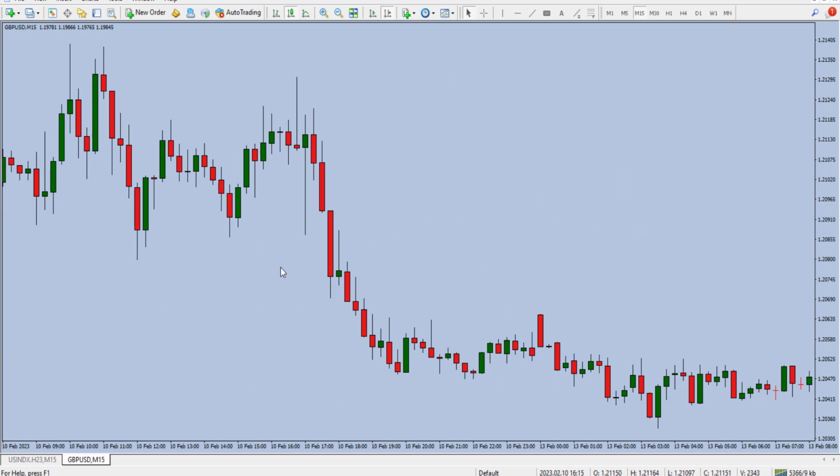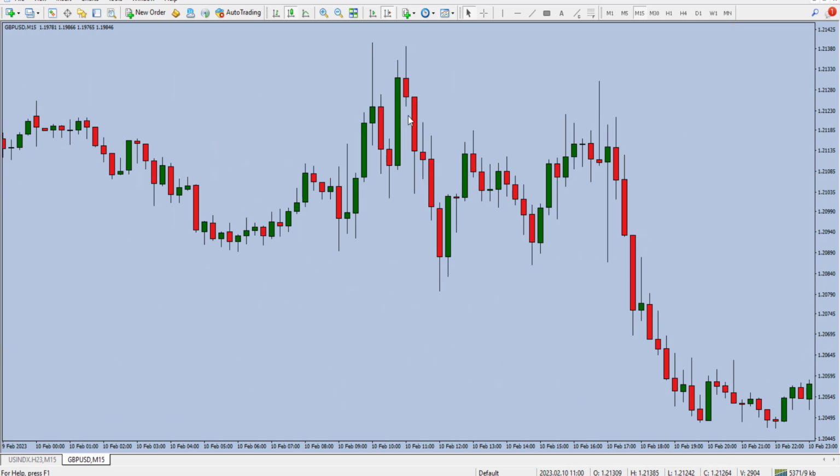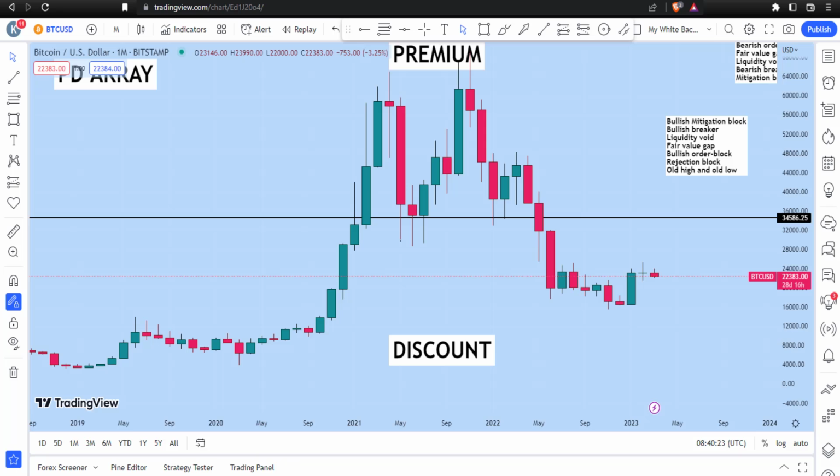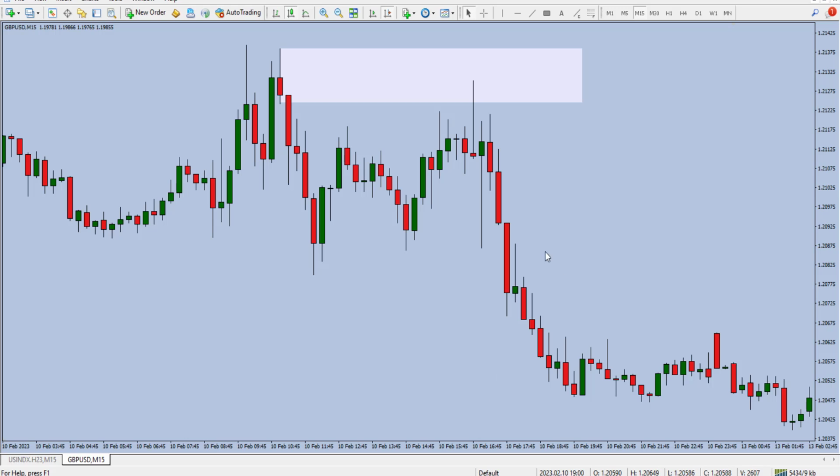A rejection block is a 3 candle price action where the middle candle has the highest wick, 1, 2, 3, with relatively equal bodies. That is one of the things. Also, the bodies must be equal, and that will make it more valid. So this guy, price came and reacted around it. This is a rejection block. So this is according to order of priority: rejection block, and then old highs and old lows.